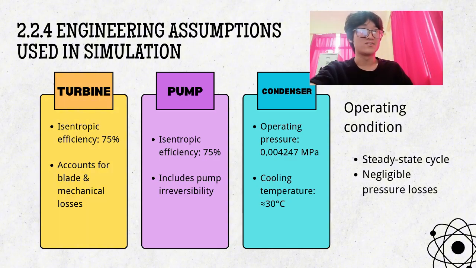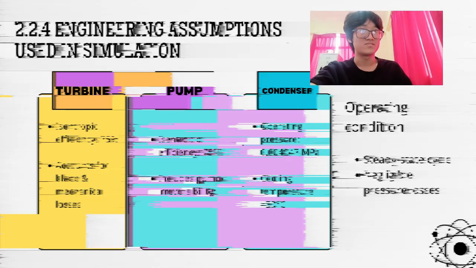The cycle was also assumed to operate under steady-state conditions with negligible pressure losses throughout the system. These assumptions are important because they allow the Excel simulation to provide a reasonable prediction of the Rankine cycle performance.